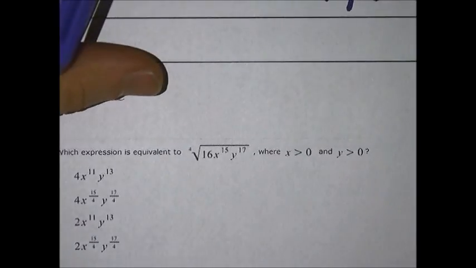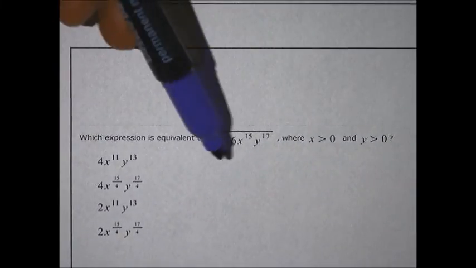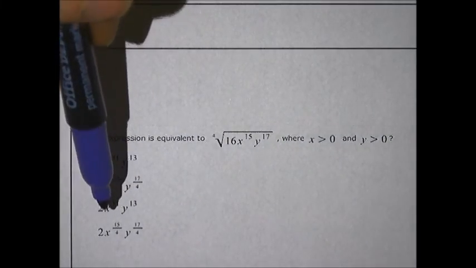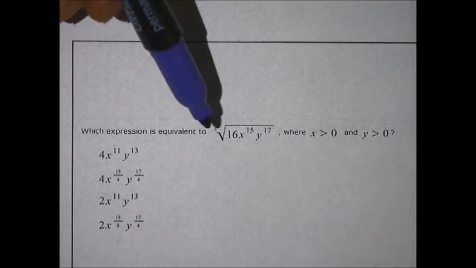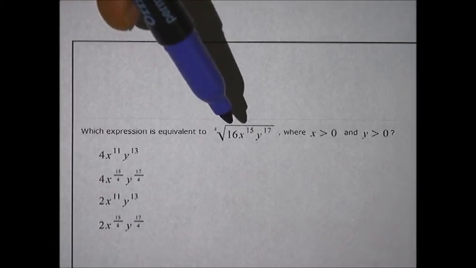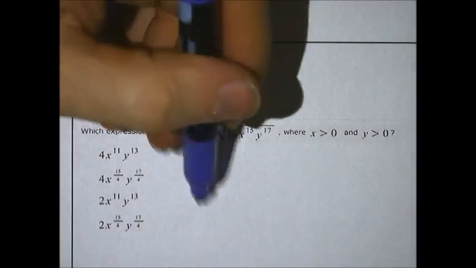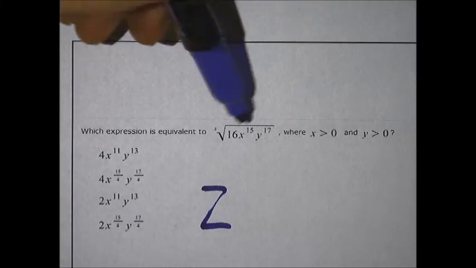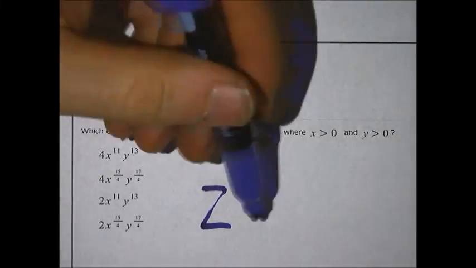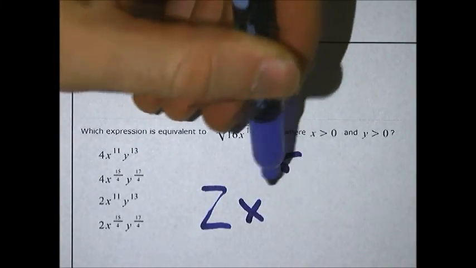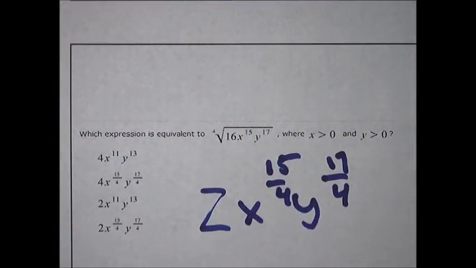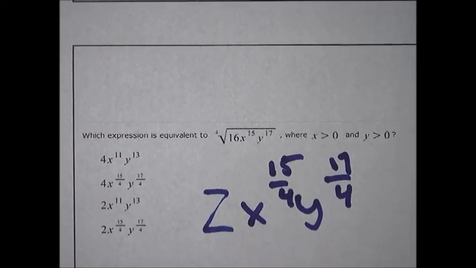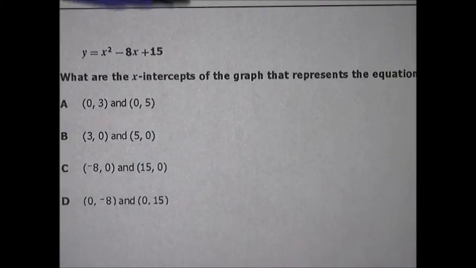Next one. They give us something in a radical, and they're asking us to switch it over to exponential form. So the fourth root of 16 is my first part. The fourth root of 16, you want to go slow. It's not 4. The fourth root of 16 is 2. And then for each one of these, we're going to exponential form. It's x to the power over root, y to the power over root, and whenever you put them together, you have choice D.